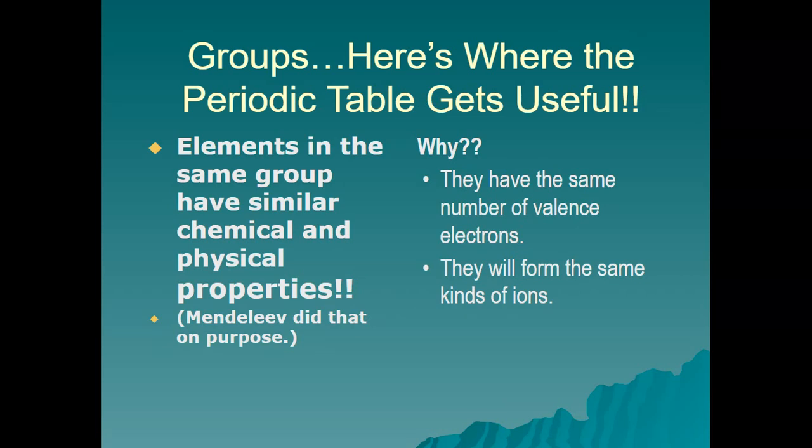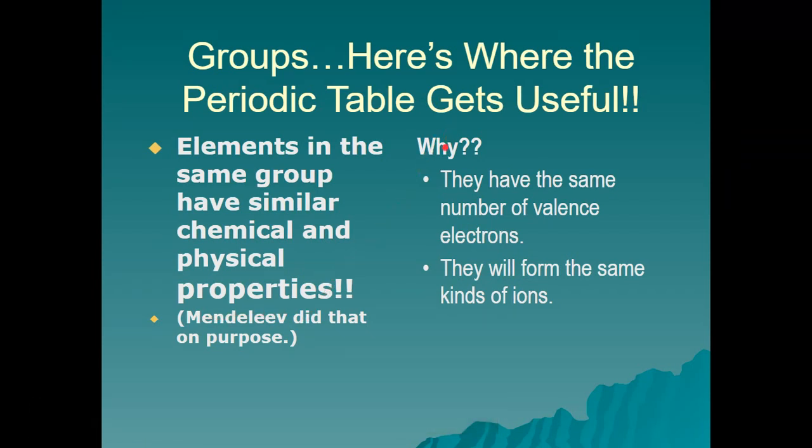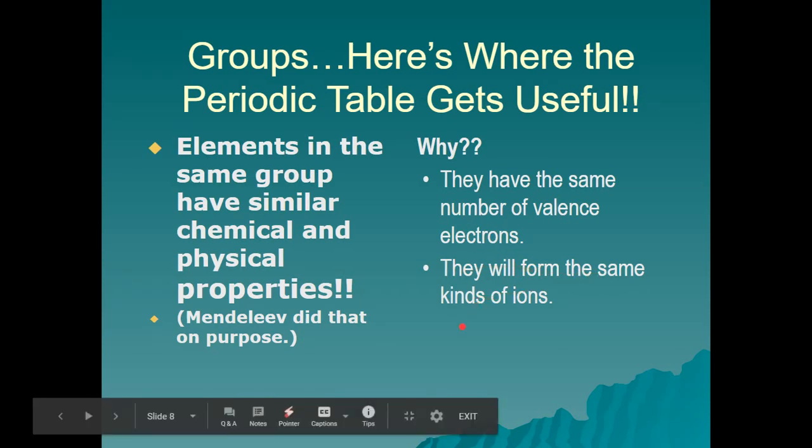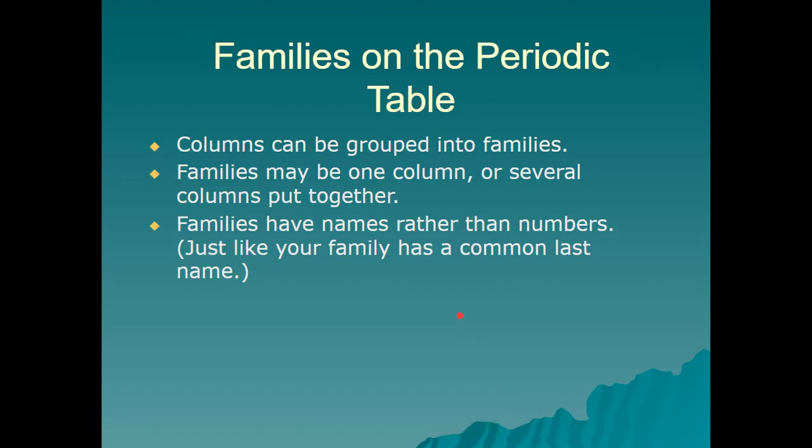So here's where it can get useful, the periodic table. Elements in the same group have similar chemical and physical properties. Mendeleev did that on purpose. Why is it useful? They have the same number of valence electrons. They will form the same kinds of ions. That'll make more sense maybe in grade 10 as well, but important to know.